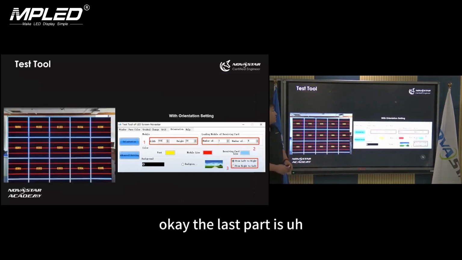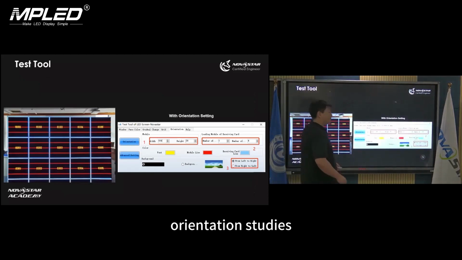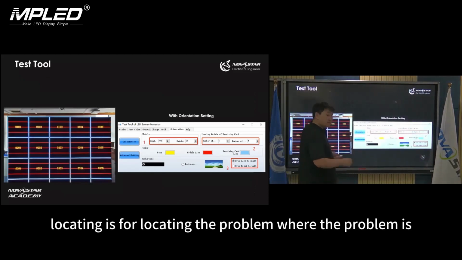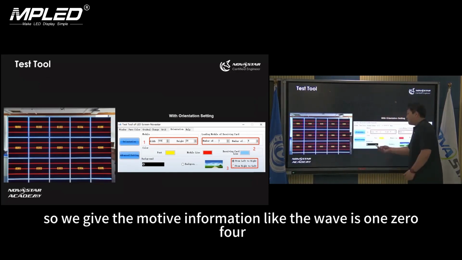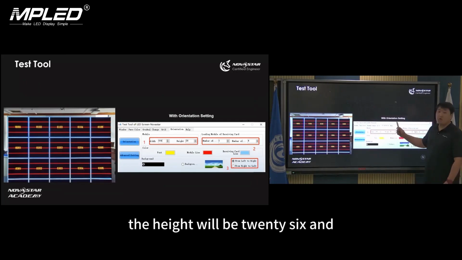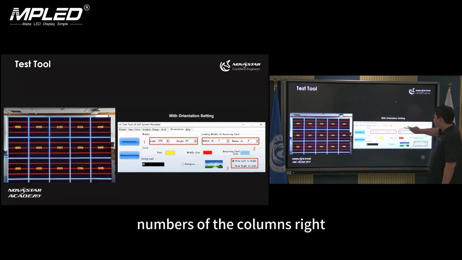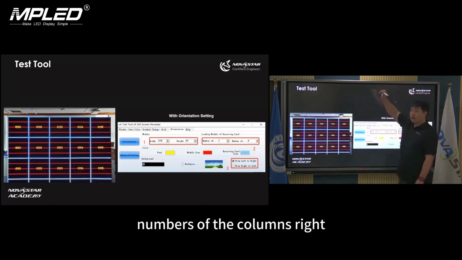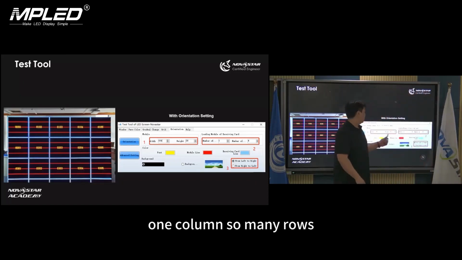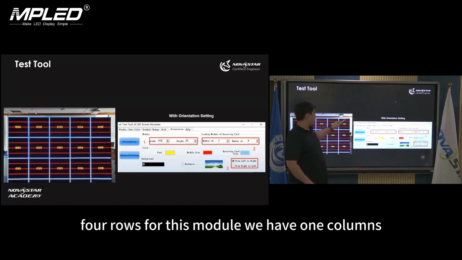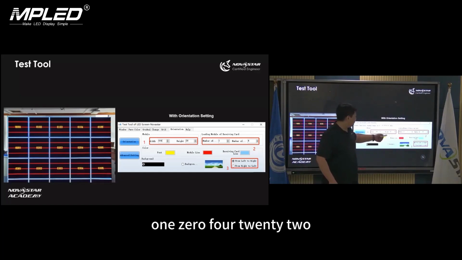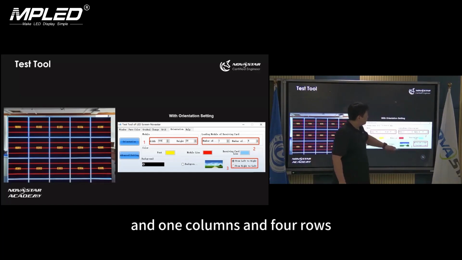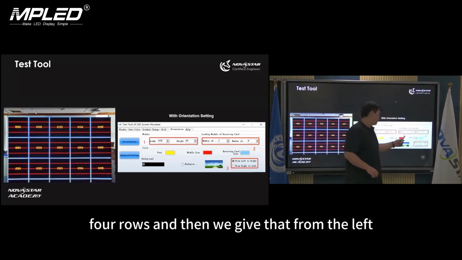Okay, the last part is orientation settings. And this one is for locating the problem, where the problem is. So we give the module information, like the width is 104, the height will be 26, and the number of columns, right? One column, how many rows? 4 rows. For this module, it has 1 column, 4 rows. So we give that 104, 22, and 1 column, and 4 rows.